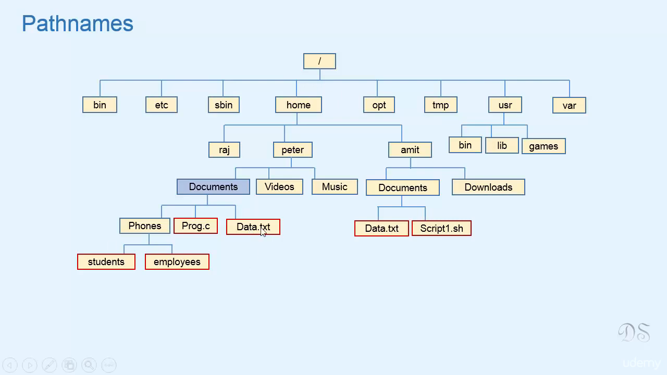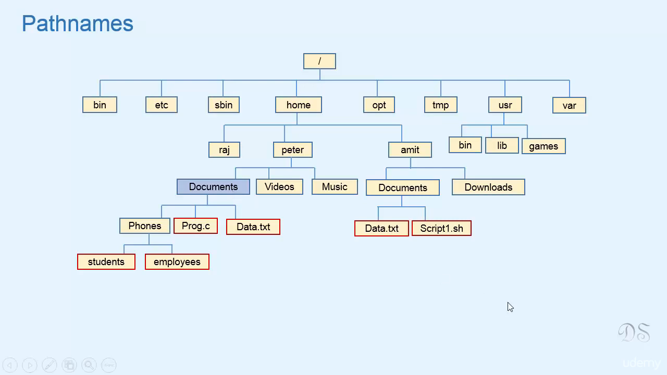If you want to open this file data.txt, you will issue an appropriate command and just write the name of this file. So when you specify a file name or a directory name, the shell assumes that you are referring to a file or directory in your current directory. Now suppose you want to access a file that is not present in your current directory. For example, you want to access this file script1.sh or this file students. Now both these files are not present in your current directory.